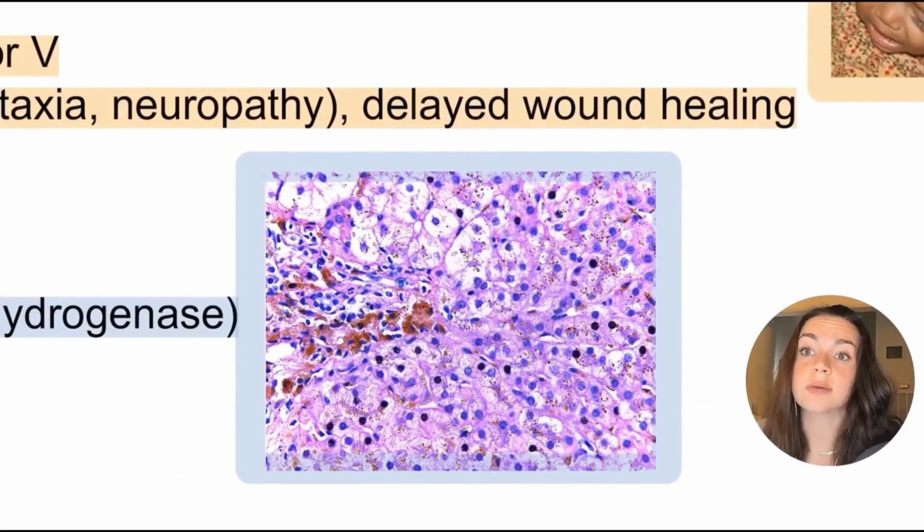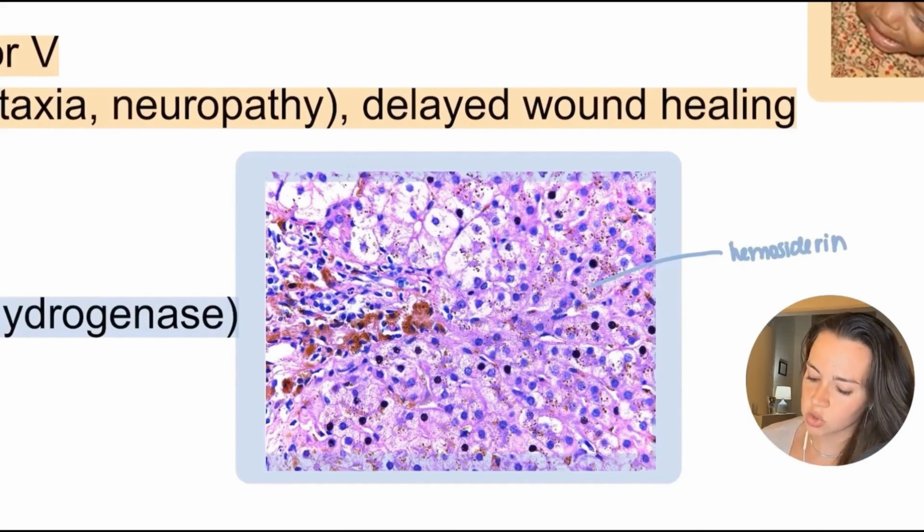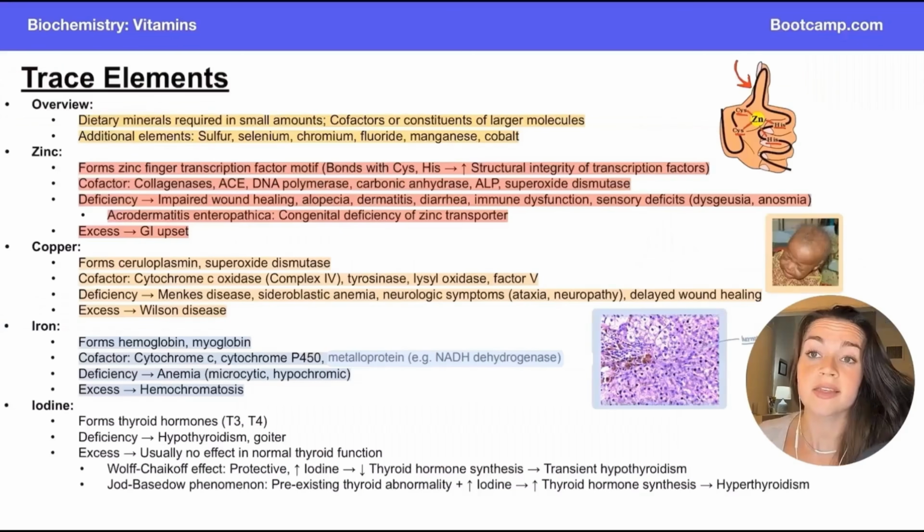So here's a picture of some liver histology, and you can see the hepatocytes, and you can see these coarse yellow-brown granules everywhere within the cytoplasm of the hepatocytes. All these brown dots here, and that is hemosiderin, which is an iron storage complex. So that's basically iron deposited in these liver cells. That's a histology image they might show you if they're testing hemochromatosis.